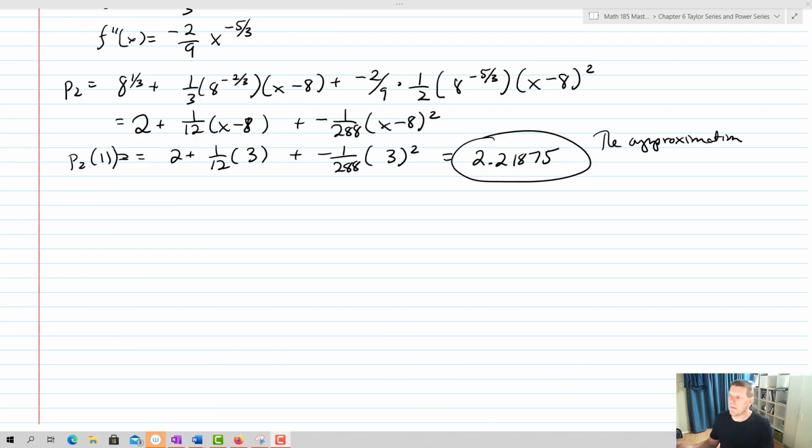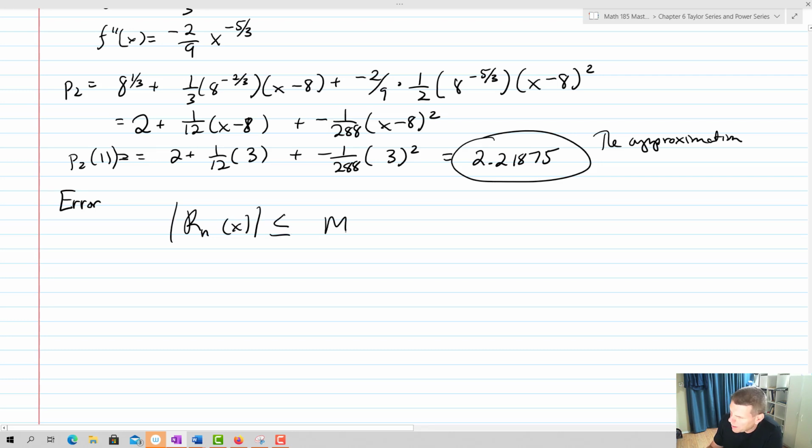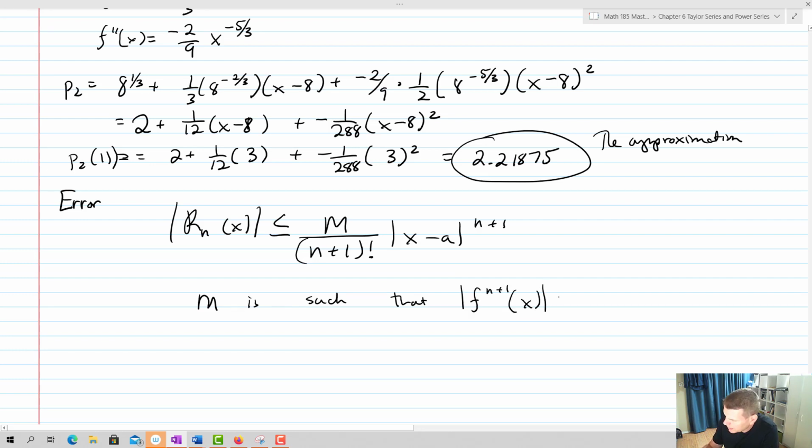Now I need to find my remainder, or my error. So for my error, I'm going to have Rn of x, my remainder, is going to be less than or equal to M over n plus 1 factorial times the absolute value of x minus a to the n plus 1. And we're going to have that M is such that the n plus 1th derivative at x is less than or equal to M for all x belonging to I.